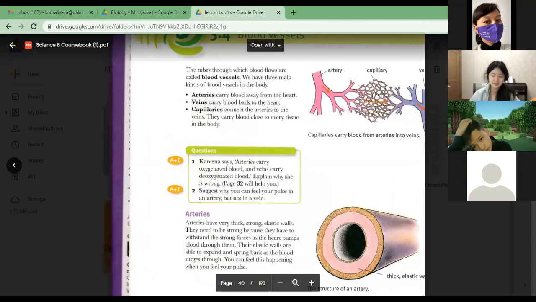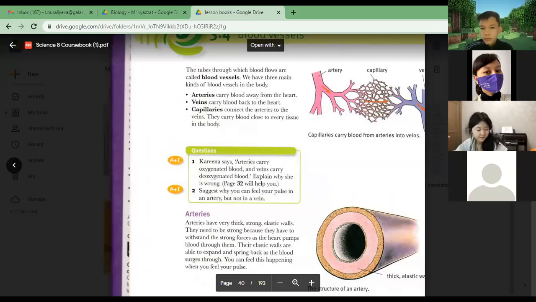Maybe because arteries carry blood to different parts of our bodies. You're right, but that is not the right answer. Look at it. In your book, under that question, we have information about arteries. And the last two sentences.